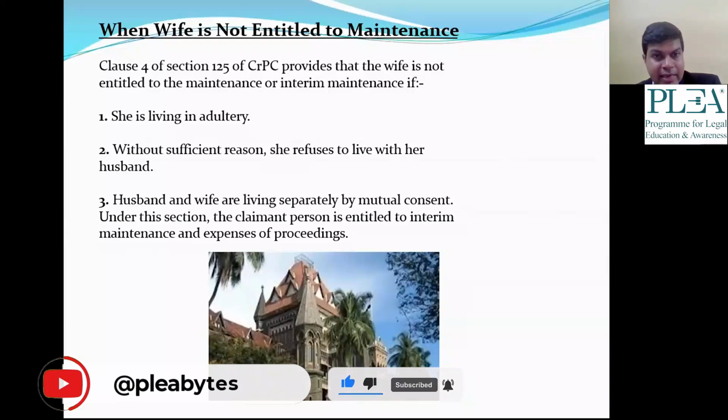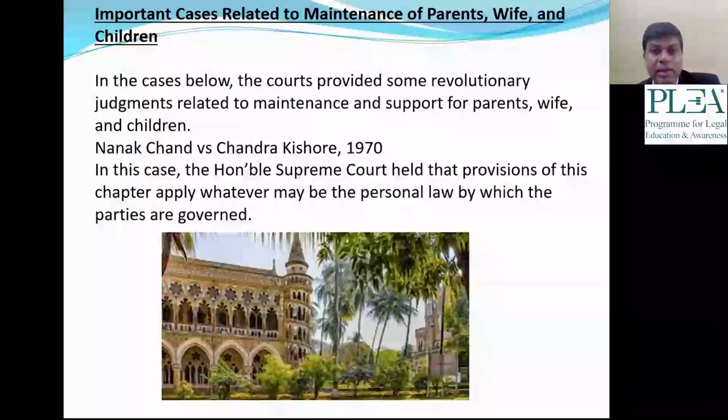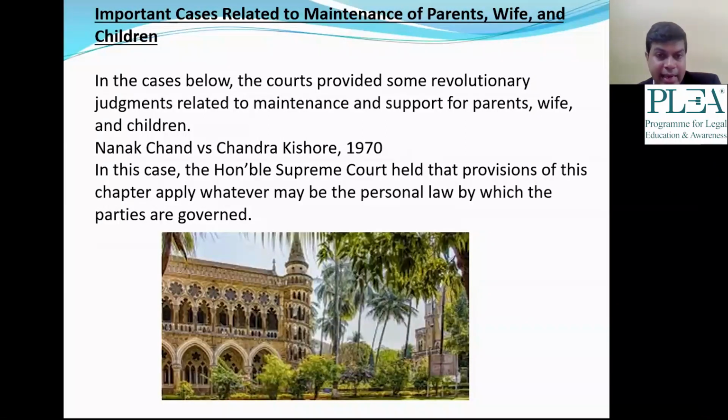Now moving to the next topic, that is important cases related to maintenance of parents, wife and children. There is a case, Nanak Chand versus Chandra Kishore, 1970. In this case, the Honorable Supreme Court held that the provisions of this chapter apply whatever may be the personal law by which the parties are governed. So the judgment says that the wife, parents and children have to be given maintenance.